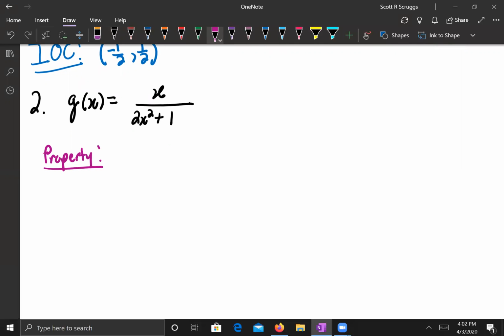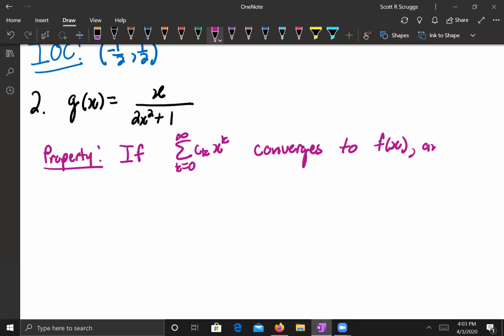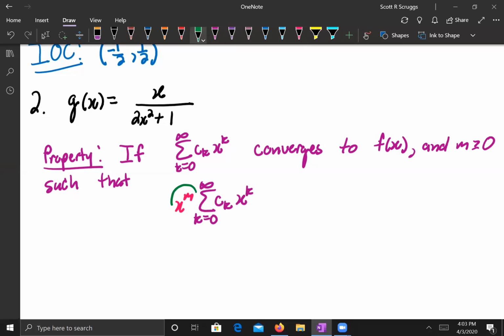The property that I'll be using is, if I know that this power series, let's say we write the expression, converges to a function, say f of x already, and m is some power that's positive, such that if I have x raised to the m power in front of that power series, then I could do what I expect to do, which is I can factor that x to the m power inside the power series.